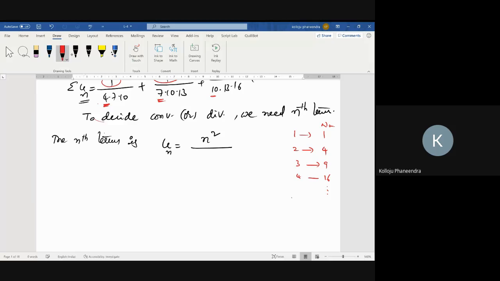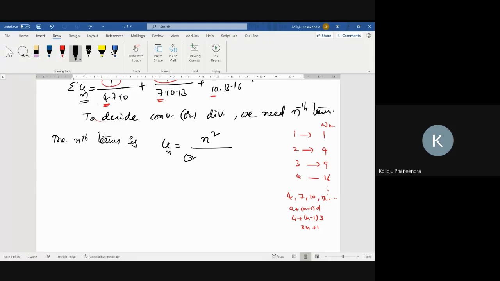What are the terms in the denominator? 4, 7, 10. The next one is definitely 13, and so on. So what is the nth term formula? This is an arithmetic progression, right? a plus (n minus 1) into d. So 4 plus (n minus 1) into, what is the common difference? 3. So 3n plus 1 will be the first factor.